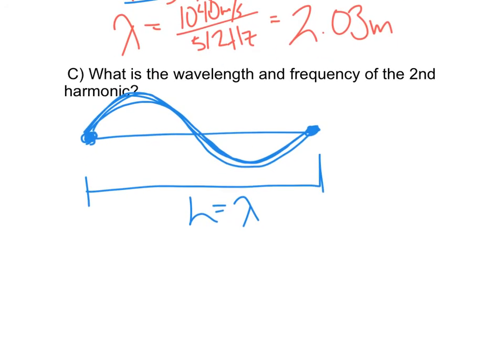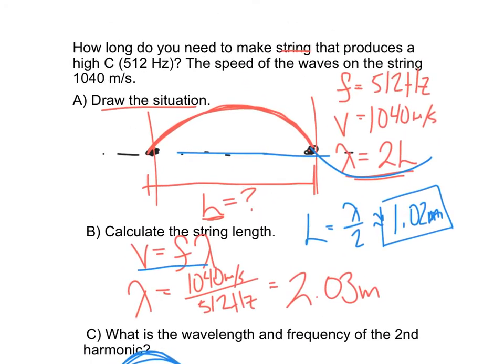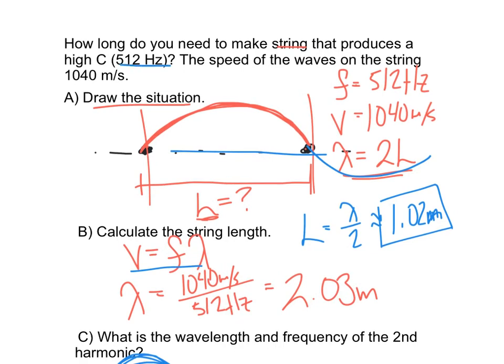So if I want to know the wavelength for the second harmonic, it's actually equal to 1.02 meters, roughly. Again, I've approximated here. And if it's equal to 1.02 meters, I also can figure out my frequency for that second harmonic. There's two ways I can do this now.